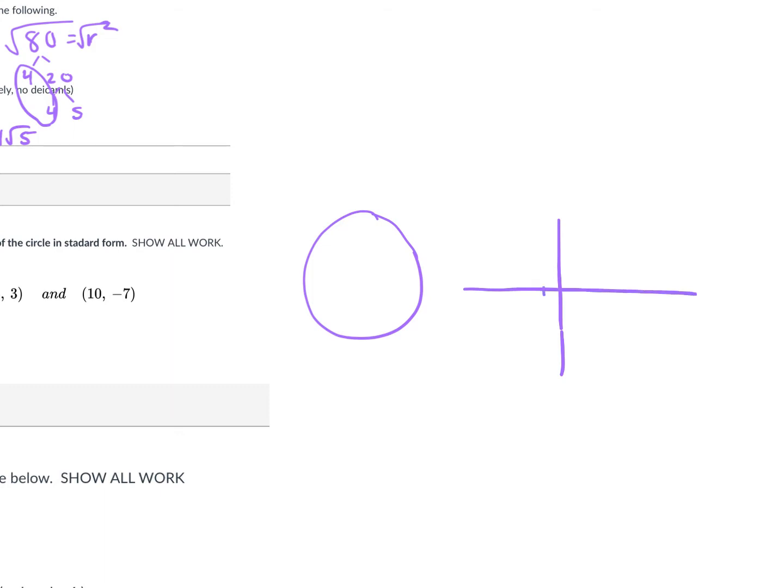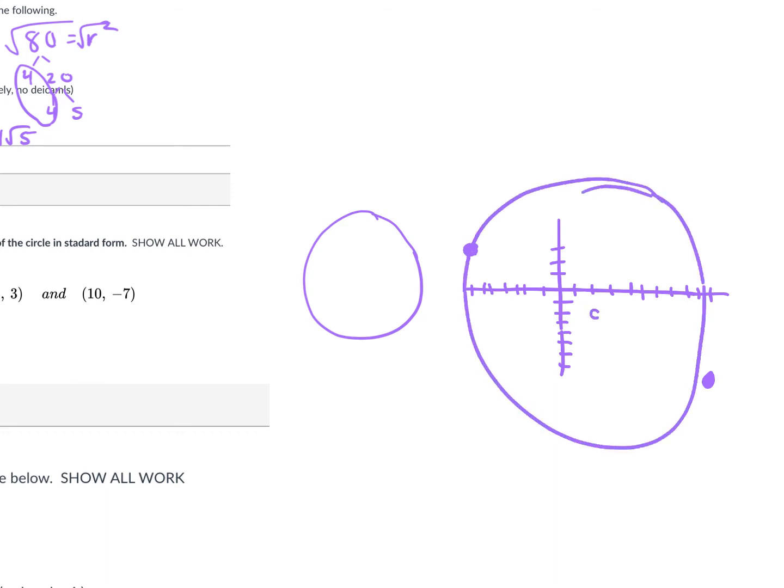So we go to the left 8 and up 3. And then we would go to the right 10 and down 7. If these are two endpoints on our circle, our center of the circle is going to be right in the middle. So we need to find the midpoint of these 2 points.